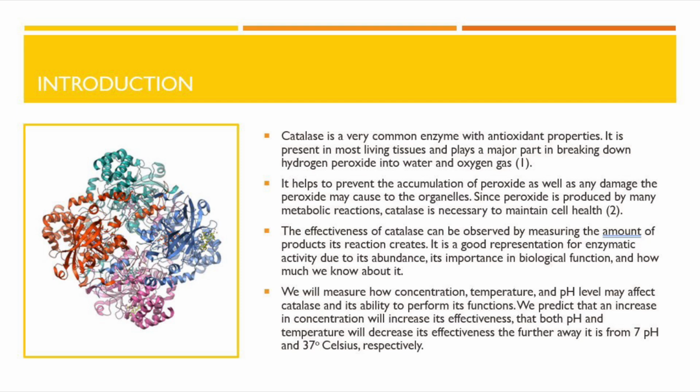In this experiment, we measured how concentration, temperature, and pH level may have affected the catalase and its ability to perform its proper functions. We predicted that an increase in concentration would increase its effectiveness, that both pH and temperature will decrease its effectiveness the further away it is from 7 pH and 37 degrees Celsius, respectively.